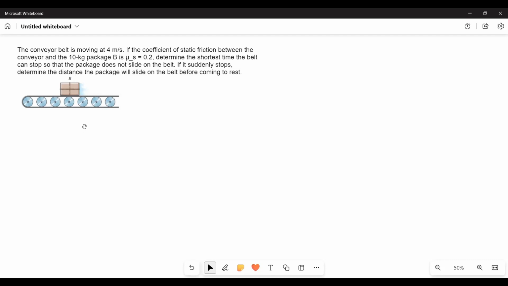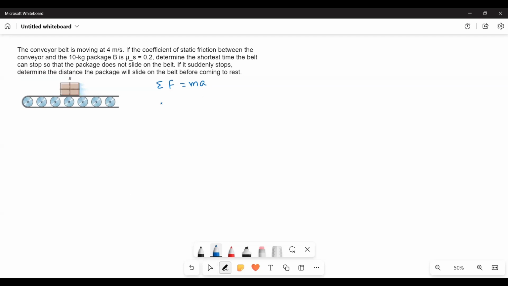Let us see. Here is the package on the conveyor belt. Now we have to find out the shortest time the belt can stop, so that the box should not slide. Here we will write the force equation. What is the force equation? Sigma F is equal to MA.